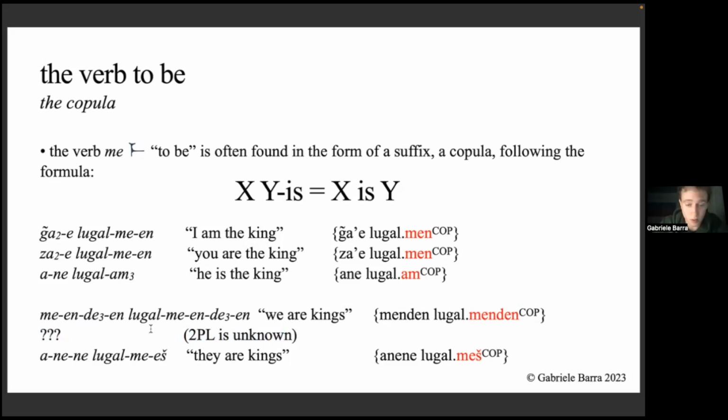It doesn't really happen that much in written records, so we can't be certain about that. And the third person plural, mesh. Ane, ne lugal mesh. They are kings.